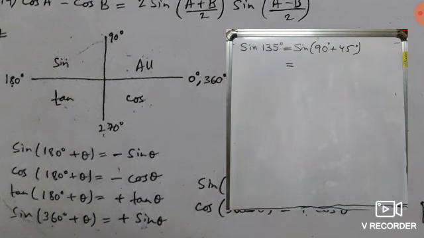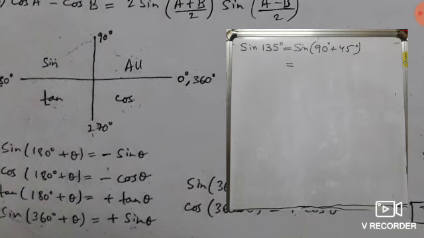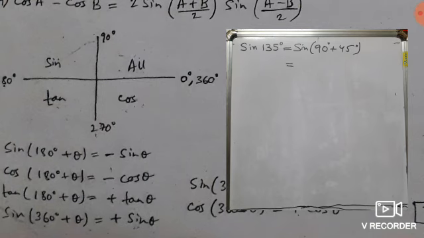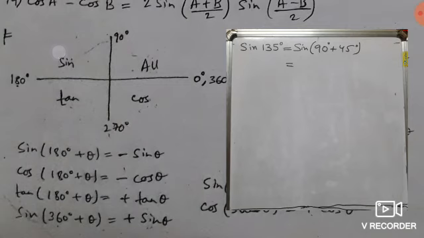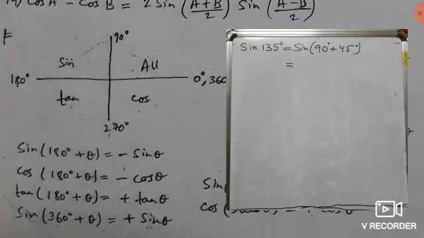I have drawn a graph in which four quadrants are there. Here in the first quadrant, it is all, meaning sine, tan, cos, all the values will be positive. In the second quadrant the value of sine theta will be positive. In the third quadrant the value of tan theta will be positive, and in the fourth the value of cos theta will be positive. So let's find out the value of sine 135 degree.